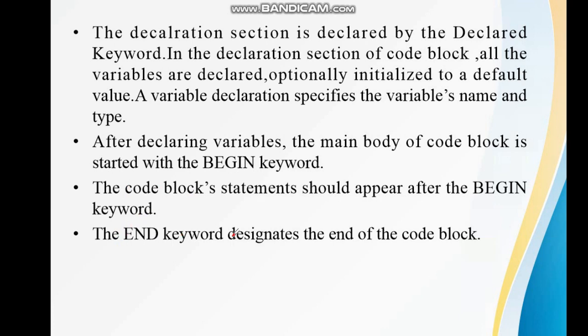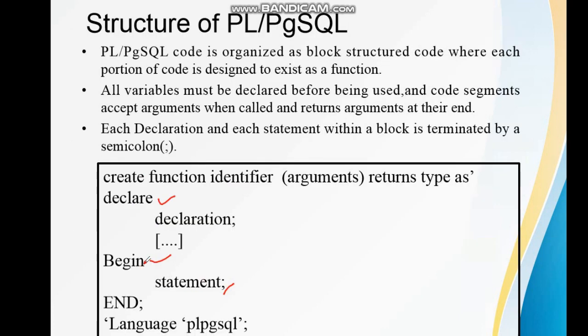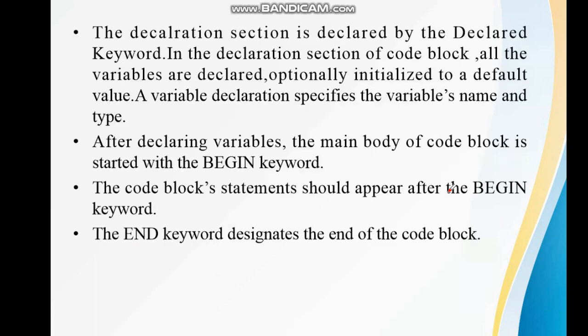The end keyword designates the end of the code block. So here this is the beginning of the code block and this is the end of the code block, right? Here you can see this is the first statement, create function identifier parenthesis. If you want to provide arguments, you're going to write the arguments, returns type as. So this is the structure of PLpgSQL, okay?